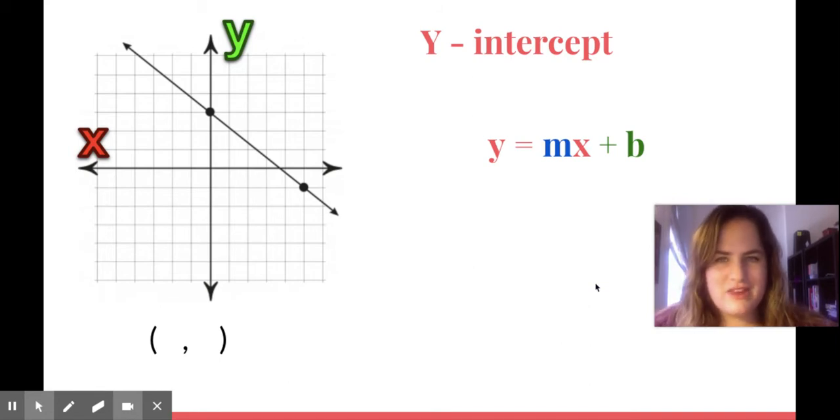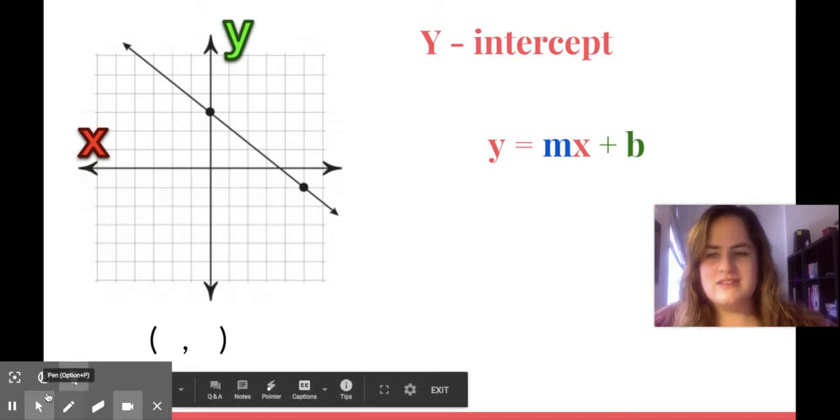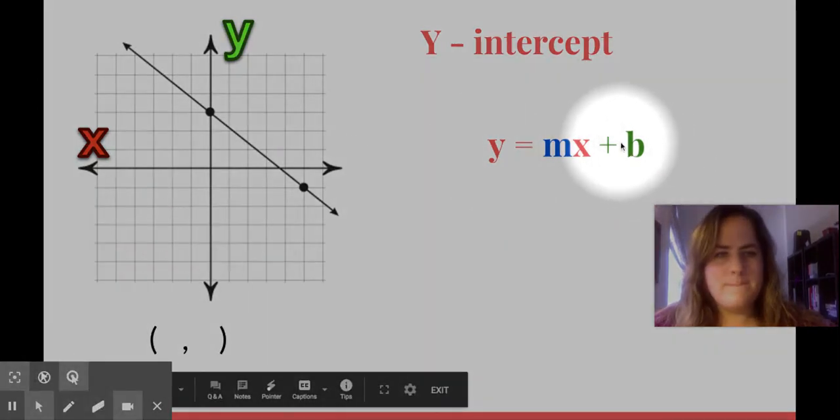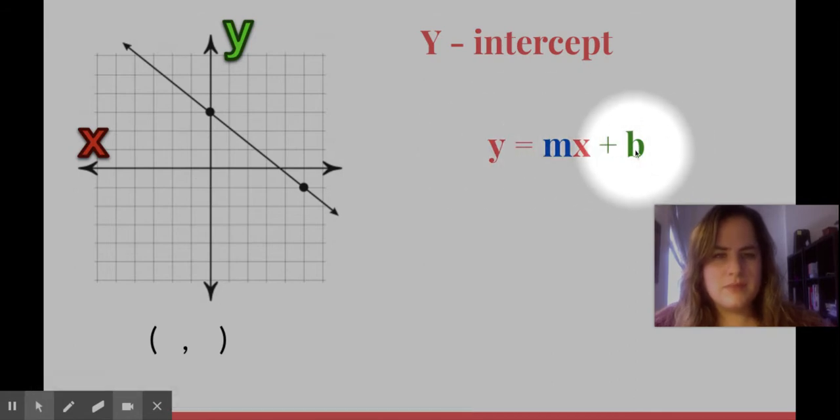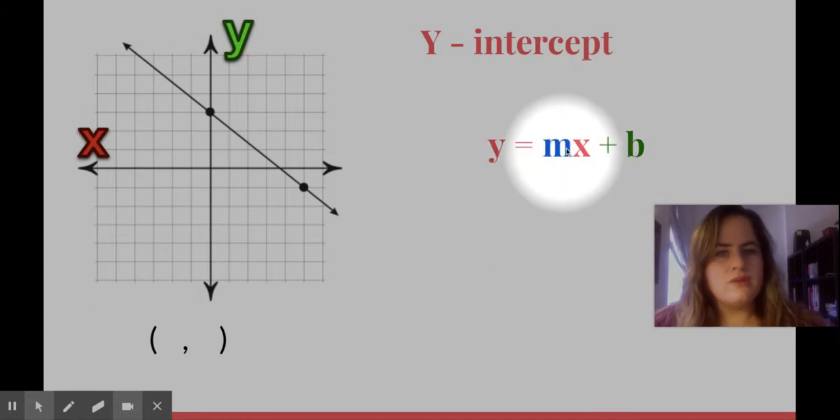Now, just to remind you, the y-intercept is indicated by the letter b right there. This is the equation of a line, y = mx + b. b is the y-intercept. So whatever number goes there, that's the y-intercept. Whatever number will go here for m, that is the slope.